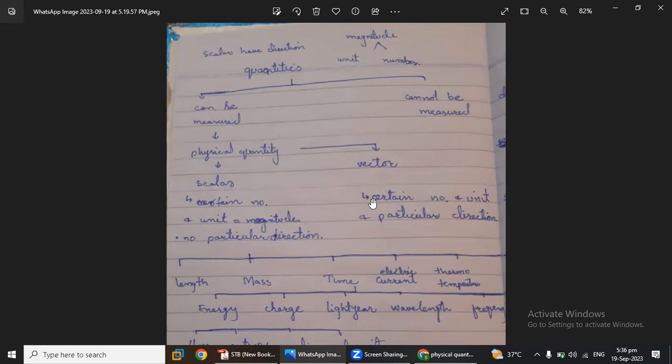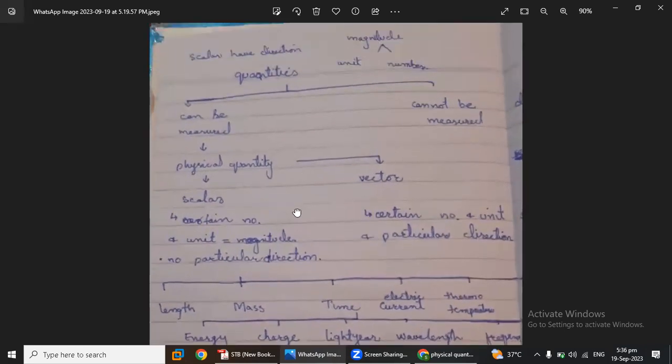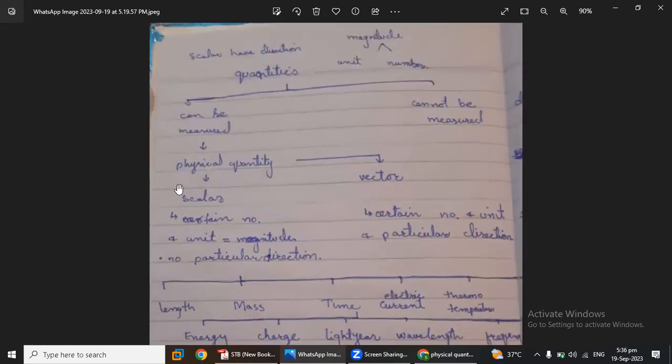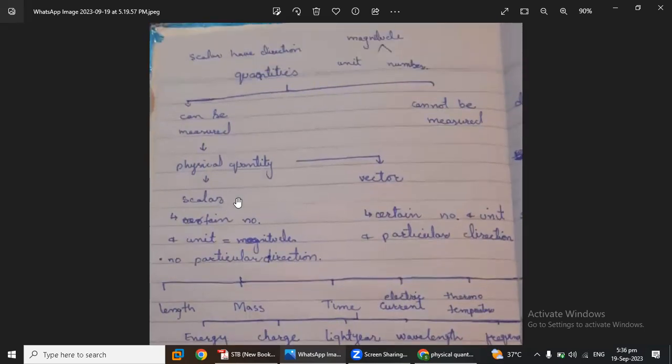Physical quantities are further divided into two types: scalars and vectors. As you know, we live in a multi-dimensional world, and we consider three-dimensional space. So here, whenever we're talking about a single-dimensional quantity, or a quantity which does not possess any direction, we can refer to that as a scalar.